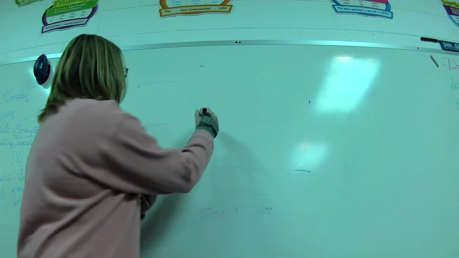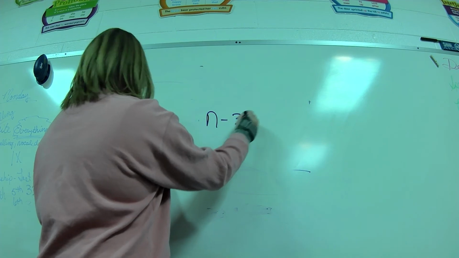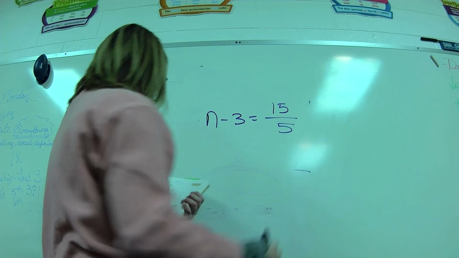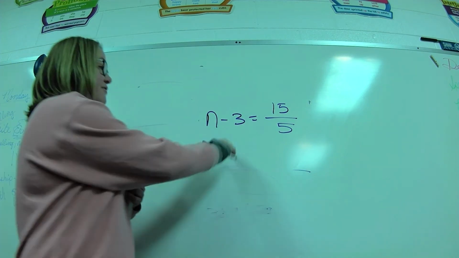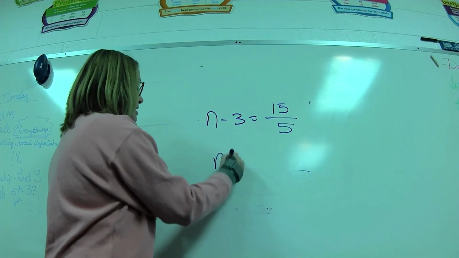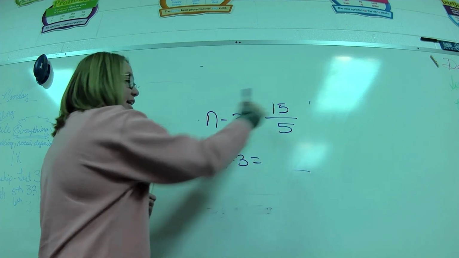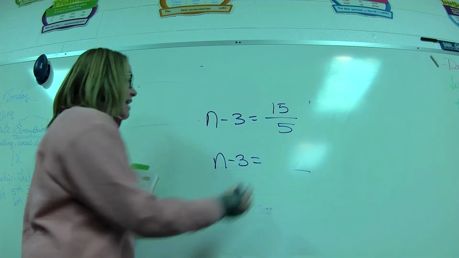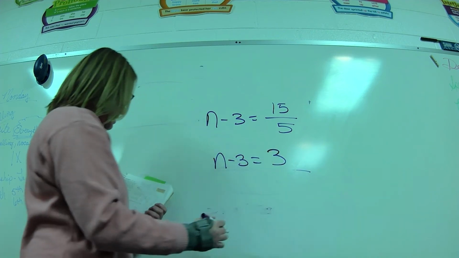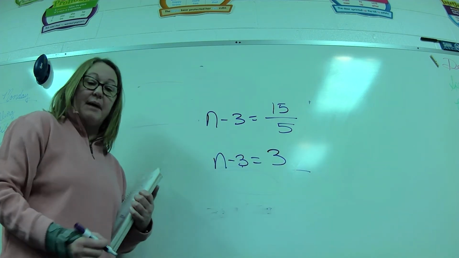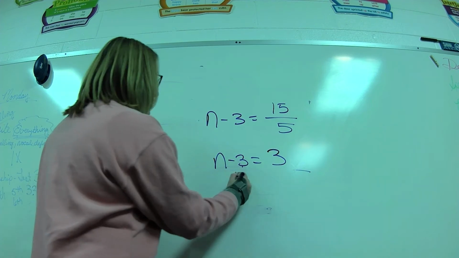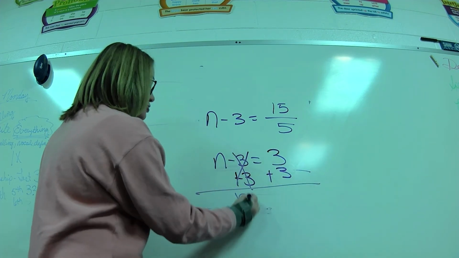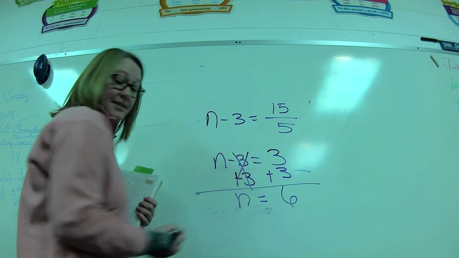All right, so we have n minus 3 equals 15 divided by 5. I do not have the value of n, so I'm going to rewrite n minus 3. I can do 15 divided by 5. 15 divided by 5 gives me 3. Now I have a subtraction problem, so I need to use addition. So I'm going to carry this plus 3 over here. So I'm going to have n equals 6.